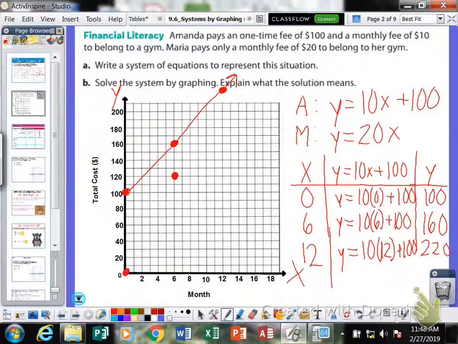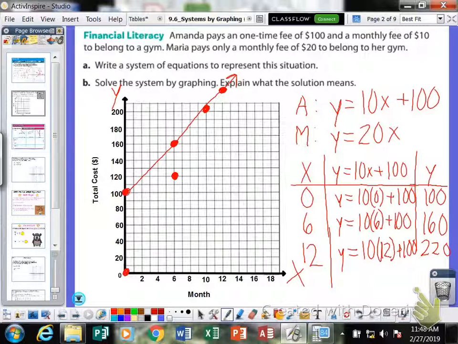I don't want to use 12 just because it's a little high, so let's say we'll go down to 10. We'll use an x value of 10. So I plug in 10 for x, I'm going to get y equals 200. So I have my ordered pair of 10 and 200. So plot that on my chart here.